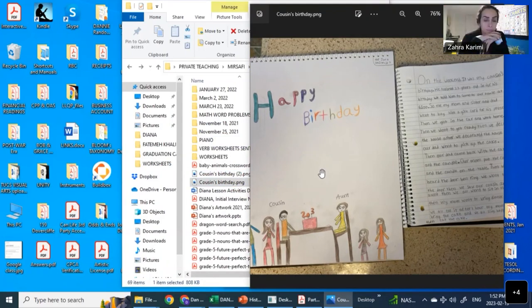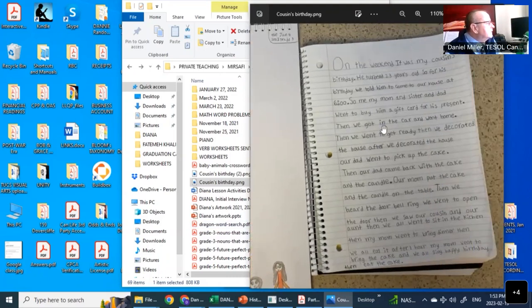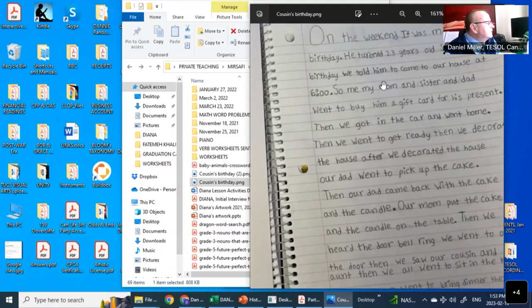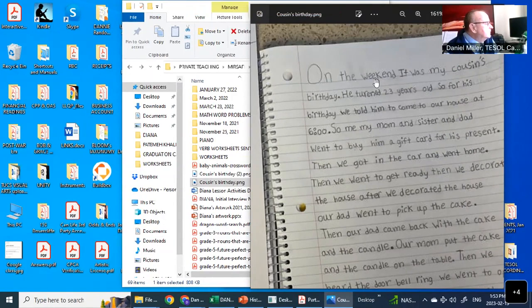This is her cousin's birthday. Here's the cousin right here. There's the aunt and the rest of the family members, and she would write a story about it. Nice handwriting. Yes, good printing for a 9 year old.